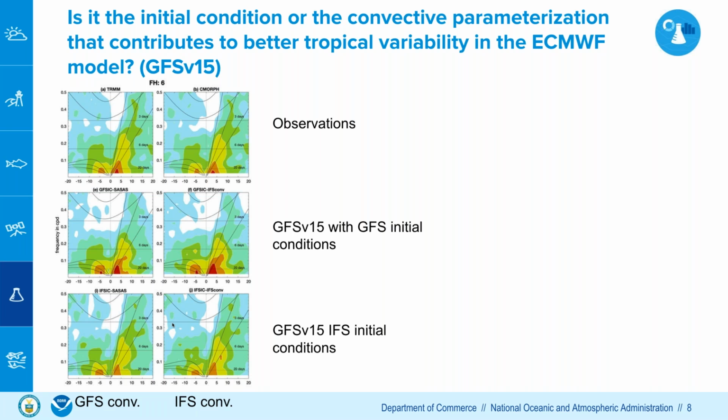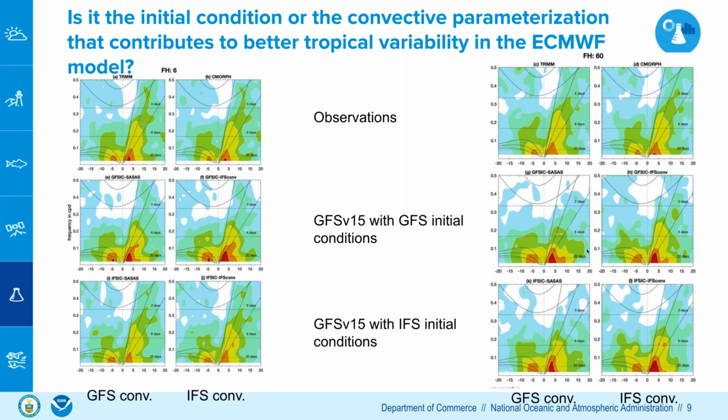Here's after 6 hours. After 60 hours, you can see that the spectra are a little bit more flat. So, for instance, yeah, I think all the model runs are more flat. The difference you see now is perhaps bigger depending on the convection scheme you use, and in particular with the GFS initial conditions, along the Kelvin wave band, the convective parameterization plays a pretty big role in maintaining some of this variability in the Kelvin wave modes.